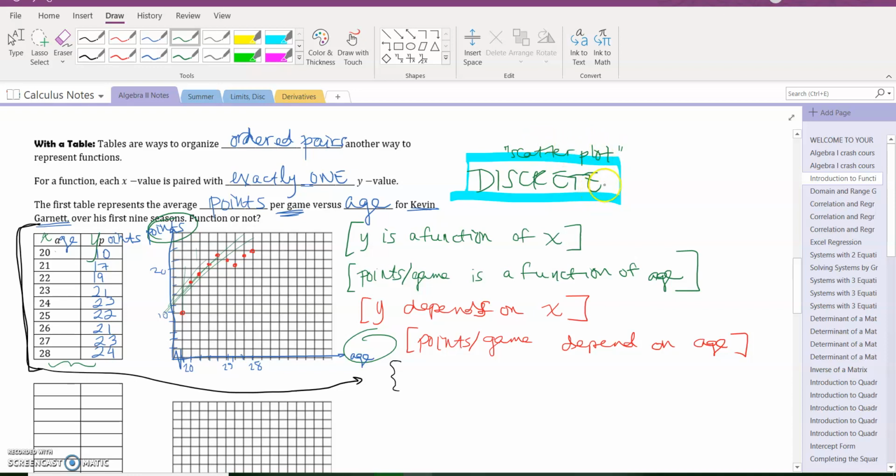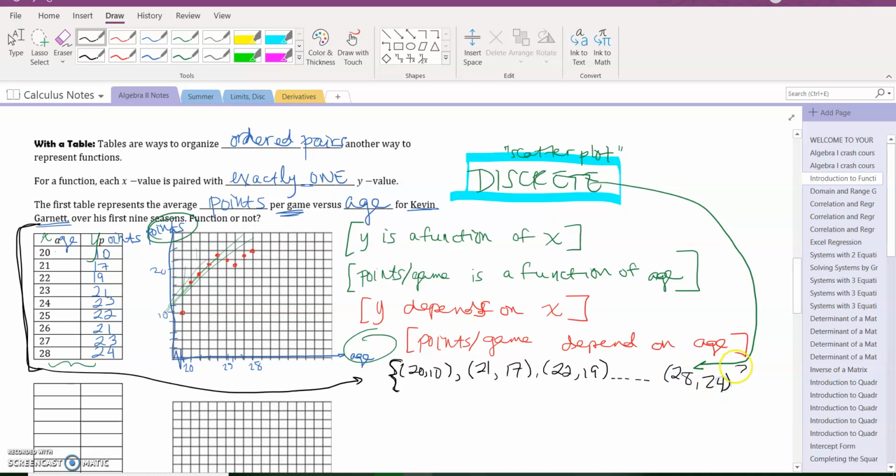So this is a discrete function, and a discrete function can be written as follows. For this one, you would put 20, 10 in these curly brackets. Sometimes they're hard to draw at first, but you'll draw them enough, you'll get used to them. 20, 10. And then we have 21, 17. I'm not going to write all of them, but just so you get the point, it just keeps going. You put every single ordered pair in this curly bracket set notation, and you only do this for a discrete function.